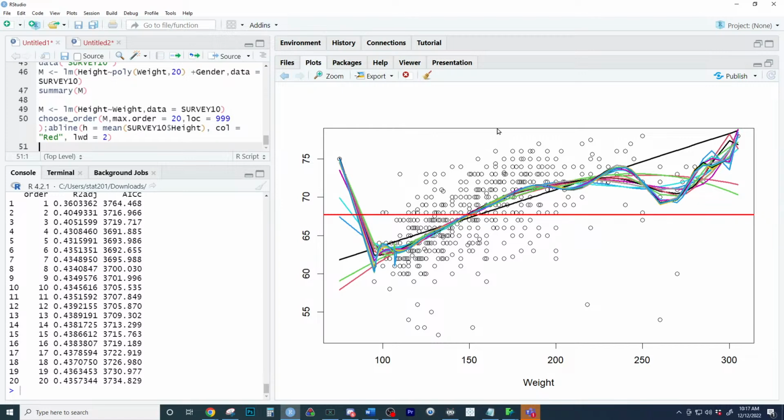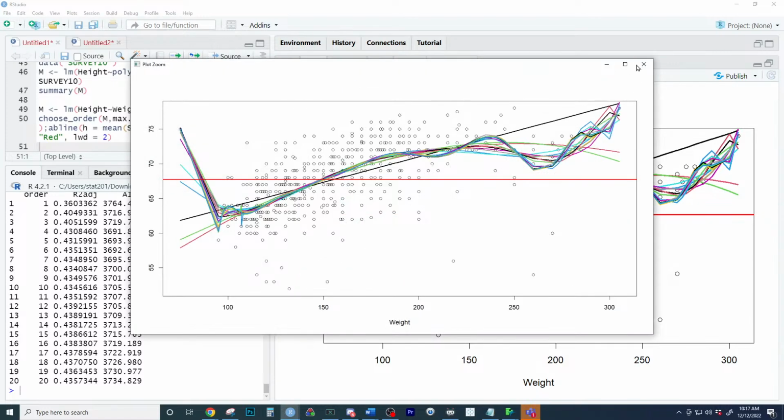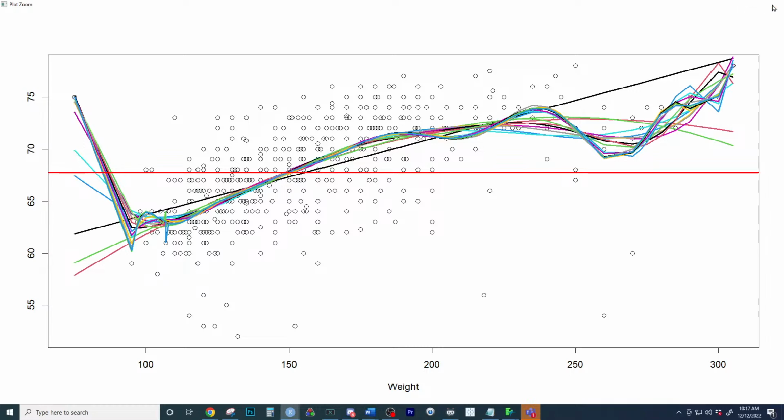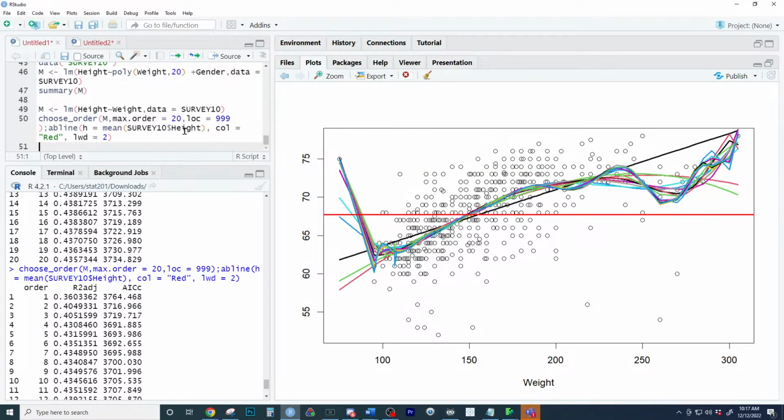Correct. Choose order, the red line. So what is the red line called? What code did I use to get the red line? The code I used for the red line was abline, which draws a line, horizontal equals the mean of survey 10 height. So it's not in order. Good answers right there in the questions. It's known as the what model, and this is the most underfit model there is.